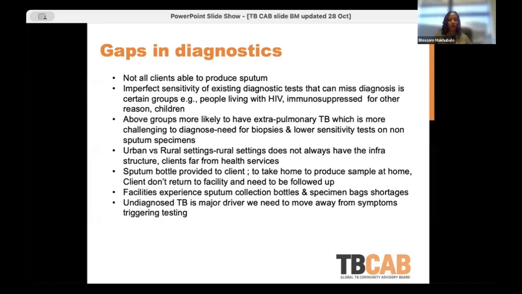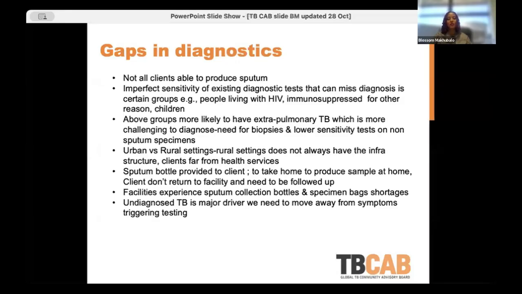And then currently in my area, we're seeing a lot of sputum bottle shortages, and that also impacts testing. So yeah, we run out of sputum bottles. We also run out of specimen bags.